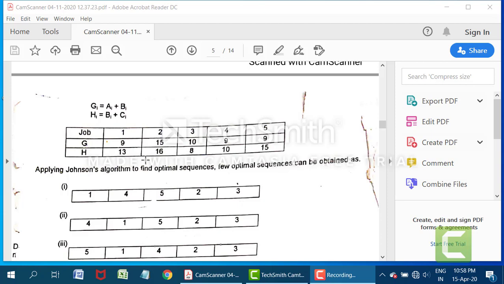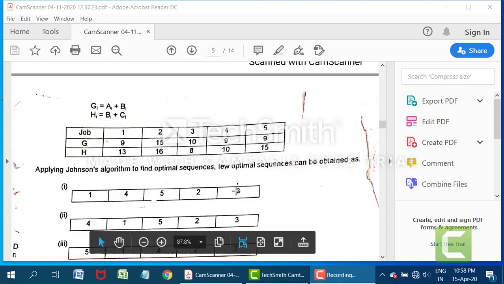So 8 is occurring on the second machine, not on the first machine. Hence, this corresponding job number must be positioned at the end. End means here comes 3.